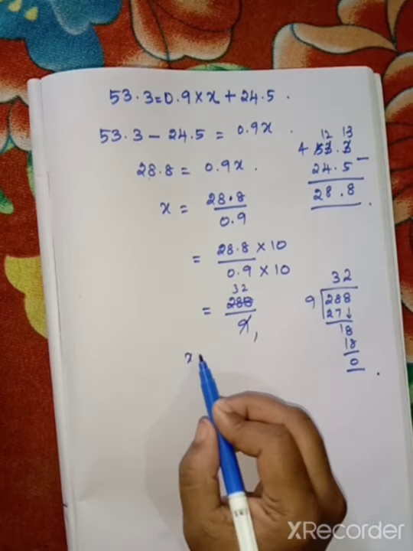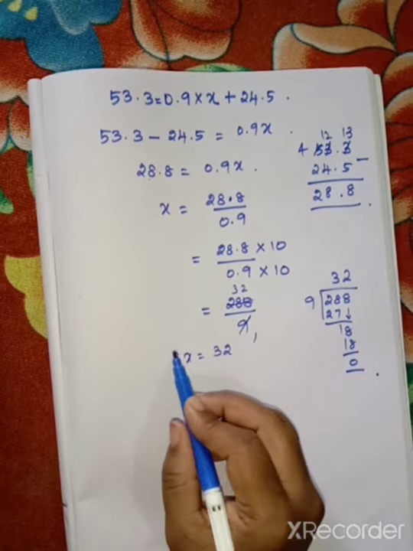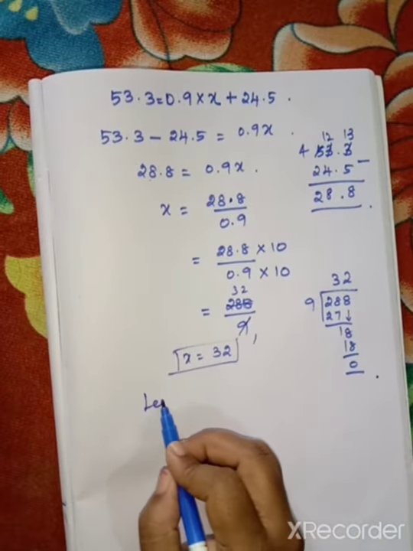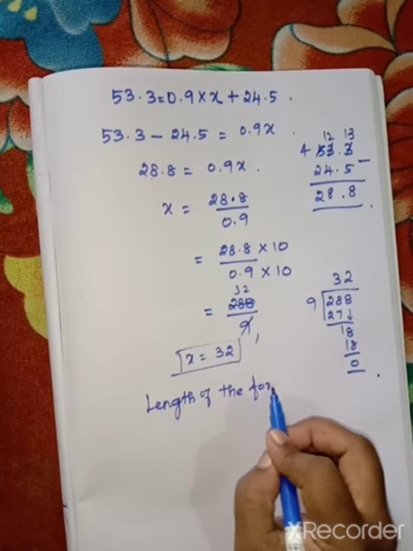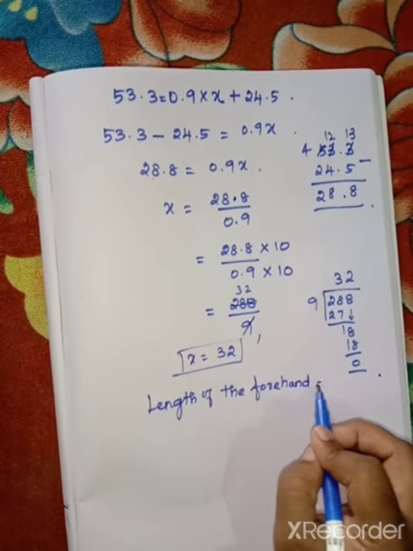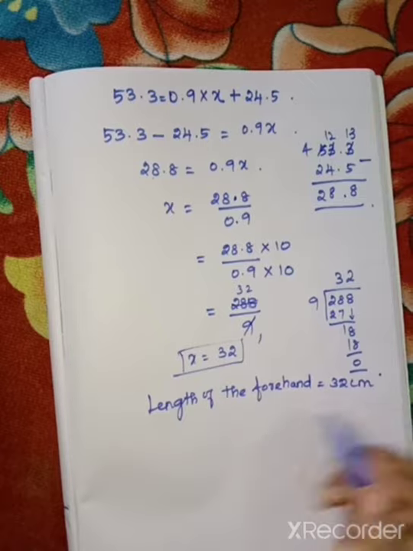So here x equals 32. X is considered as the length, so the length of the forehand equals 32 centimeters.